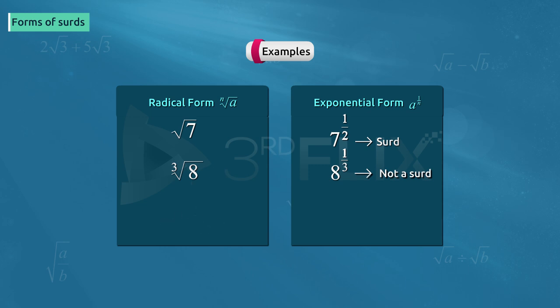Consider the real number root of root 2. It may be written as 2 power 1 by 2 whole power 1 by 2 equals 2 power 1 by 4 equals 4th root of 2. So, it is a surd.